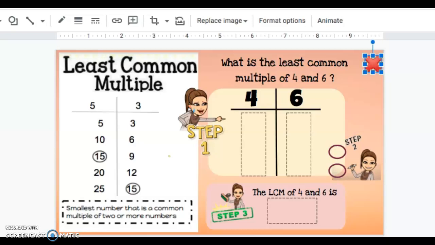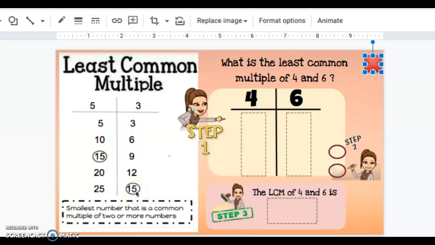So our new concept for this week is least common multiples. What least common multiple is, is finding the multiples of certain numbers and which one is the smallest multiple they have in common. So for instance, if we're looking at our chart here of 5 and 3, we listed the multiples of 5 and we listed the multiples of 3.